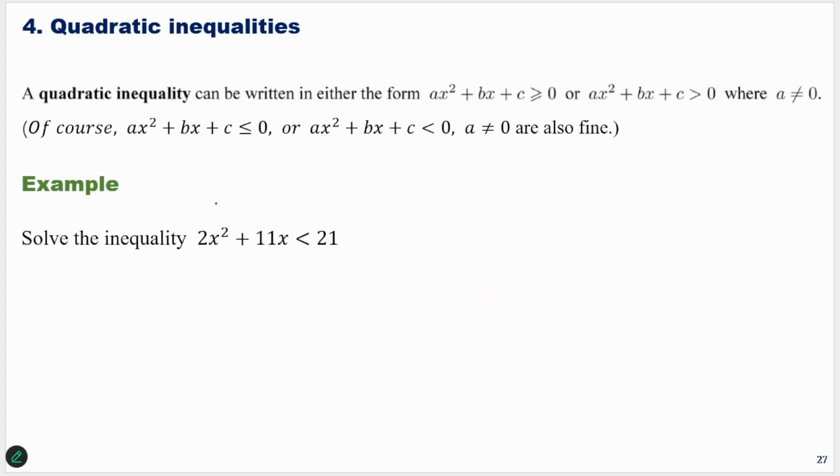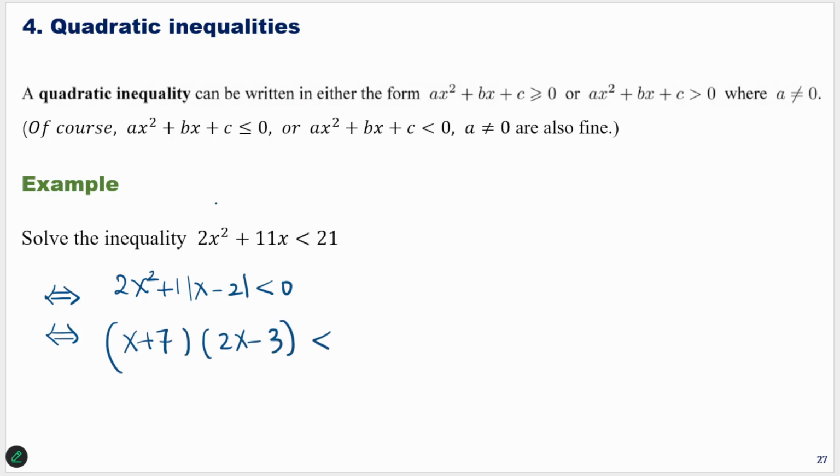Okay. Actually, you can do this. Put everything on one side, because this does not affect our final solution. Put everything on the left side. Then we can factorize the left side in order to find if there are some zeros, right? So if you factorize that, you will have x plus 7 times 2x minus 3 less than 0. This is not hard because we can just use the cross product method.